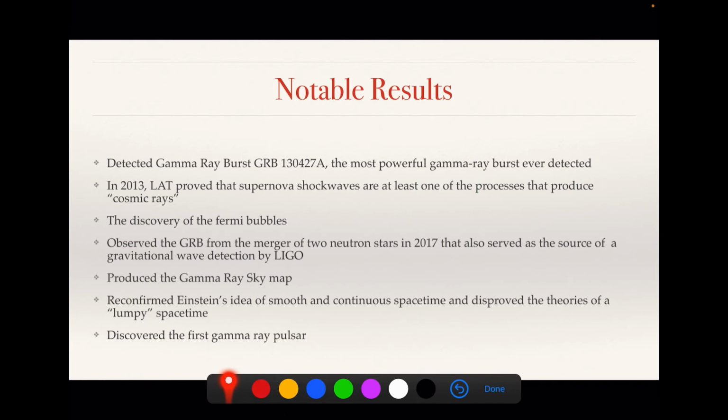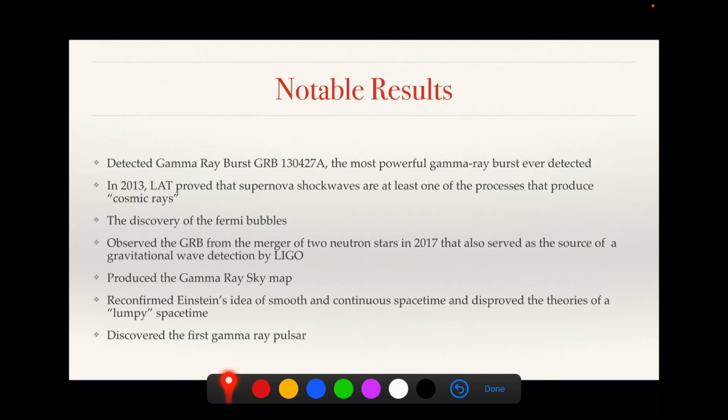These are some of the notable results that have been obtained from the Fermi telescope. It detected the gamma ray burst GRB 130427A, the most powerful gamma ray burst ever detected. In 2013, LAT provided proof that supernova shock waves are at least one of the processes that produce cosmic rays. This was an idea that was first introduced in 1949 by the Italian American physicist Enrico Fermi, after whom this observatory was named. It discovered the Fermi bubbles. These are bubble like structures that extend from our galaxy, and I will talk about them more in upcoming slides.